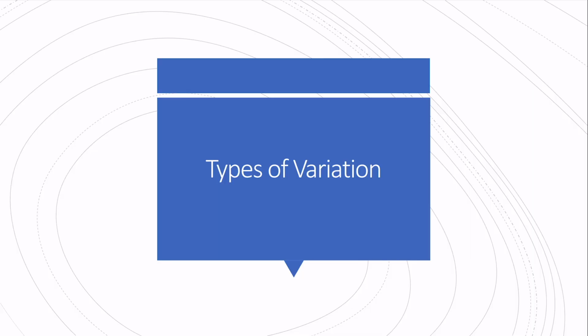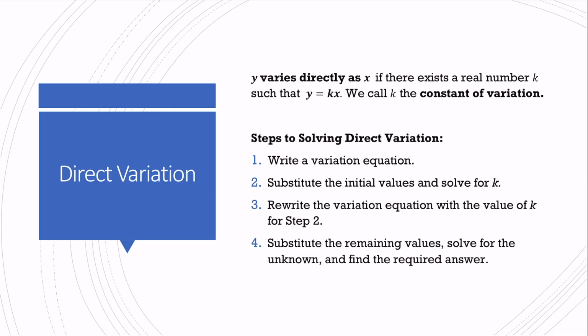The next type of problems we're going to be solving using rational expressions is variation problems. So we've got multiple different types of variation that we're going to talk through and work through examples as well. So with direct variation, we say y varies directly as x if there exists a real number k such that y equals kx, and k is our constant of variation. This is what we're going to be working to solve.